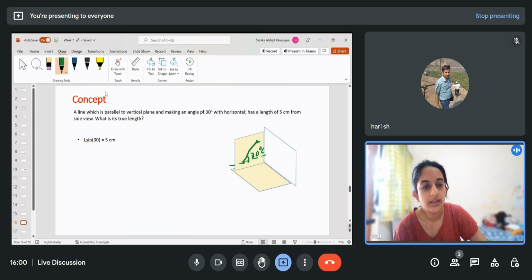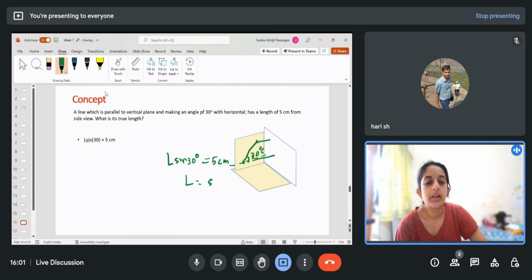So in side view, I'll see this length, which is equal to the length of the line times sine 30. So then what is the true length? L sine 30 is 5 centimeters. So L will be 5 by sine 30. So you can easily calculate that.